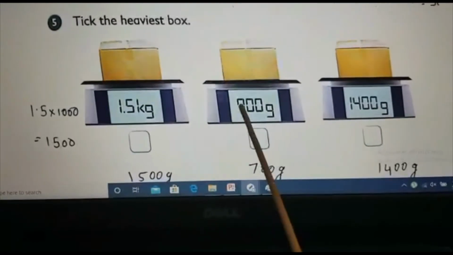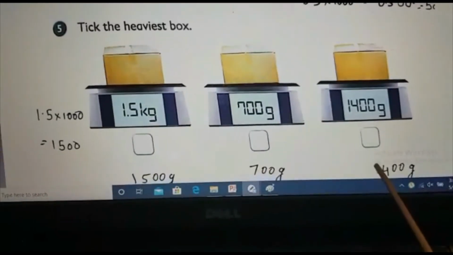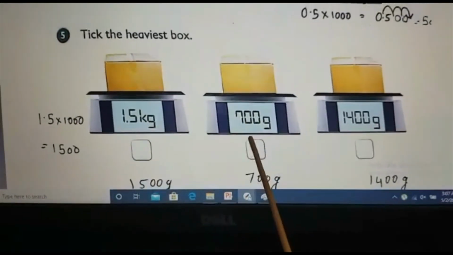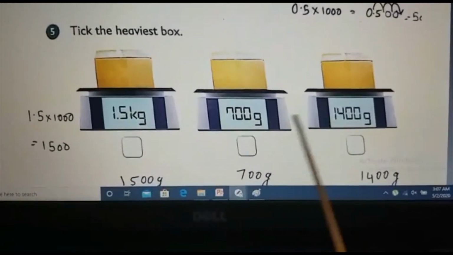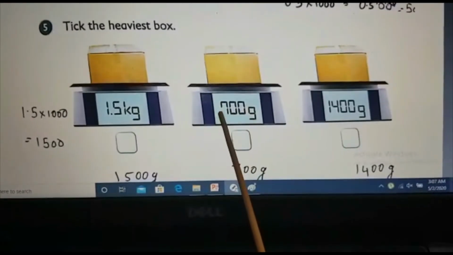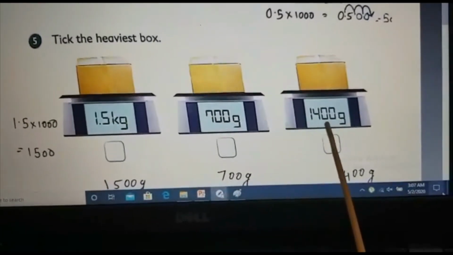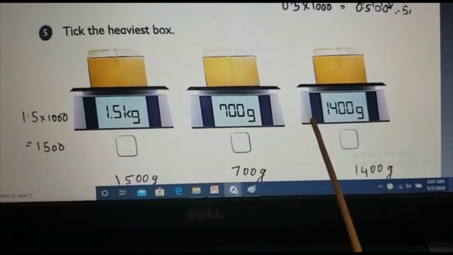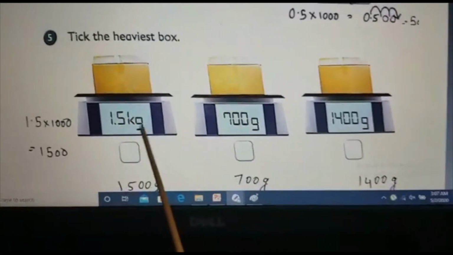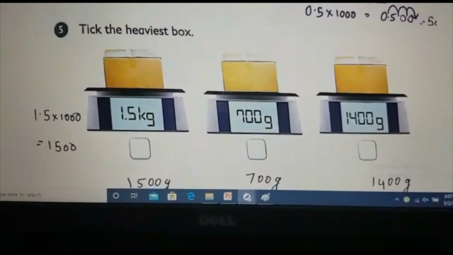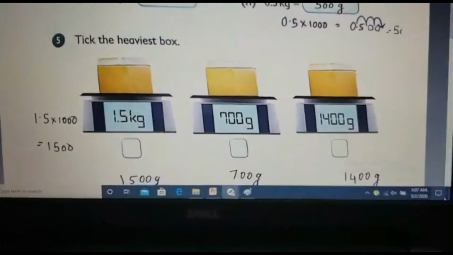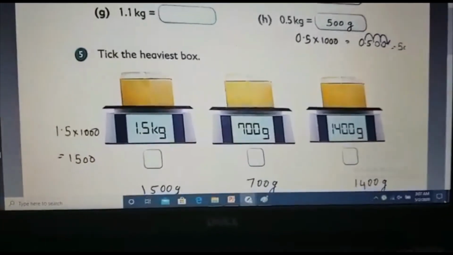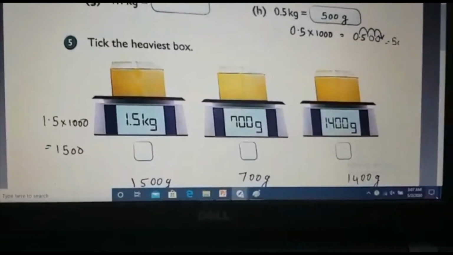Then 1500 gram, 700 gram and 1400 gram. So which is heaviest? This is the heaviest. Or else if you want, you can convert these to kilogram. How will I convert to kilogram? Divide by 1000. So it becomes 0.7, and this becomes 1.4. So 1.5, 0.7, 1.4. Which is heaviest? This one. Decimal comparison, that also we have studied. So any method you can adopt, no problem. For math, there are different methods. The answer should be correct. Whichever one you want, you can choose.